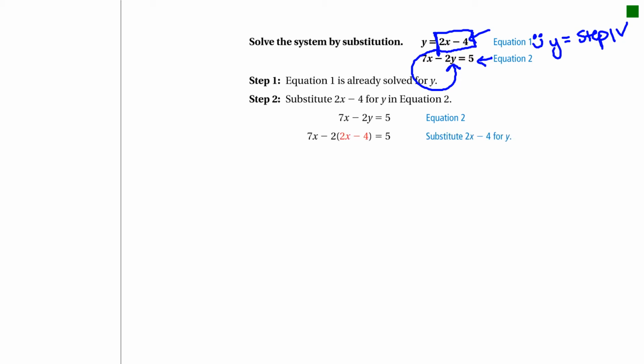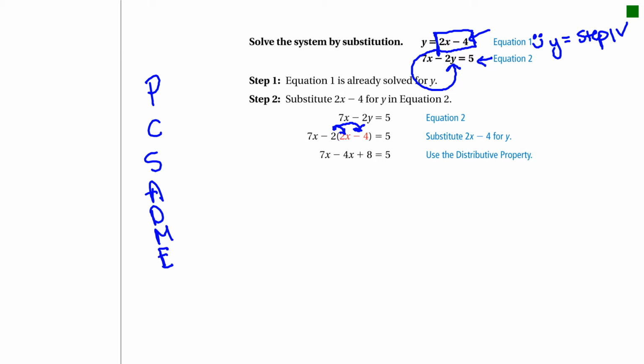Here's what it looks like. Instead of saying y now, because we knew what y was, it's going to say 2x minus 4. Super important that it's in parentheses, because next step, we're going to have to distribute this 2 to both terms inside to get 4x plus 8. All right, this is the process where we're going through PC, SAD, me, and here's why. One, we have a variable and we have an equal sign, so we're not working with the order of operations, we're working with solving the equation.